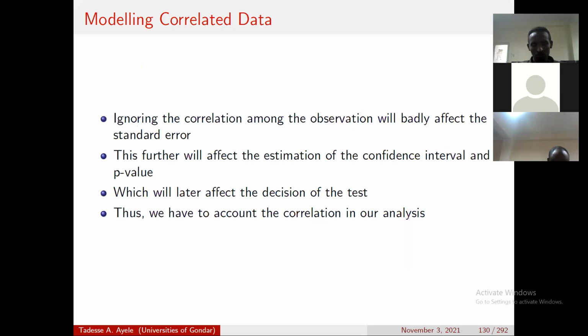Okay, now let's talk about modeling. Once we understand the data structure, the data type and the source of correlation, now we can talk about modeling correlated data. I hope all of you understand what correlated data is now.